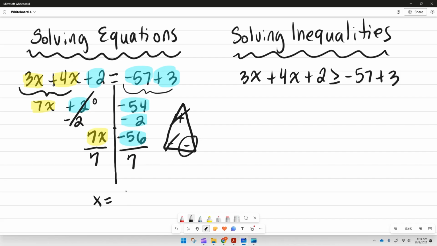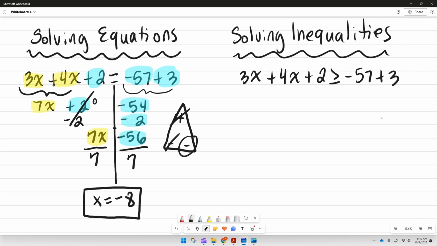So if negative 56 divided by 7 is going to give me negative, and then 56 divided by 7 is going to give me 8. So my solution is negative 8.